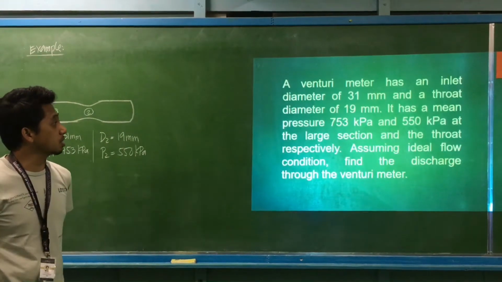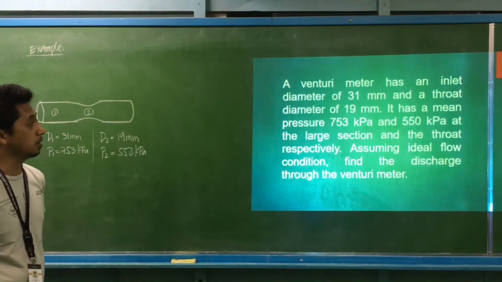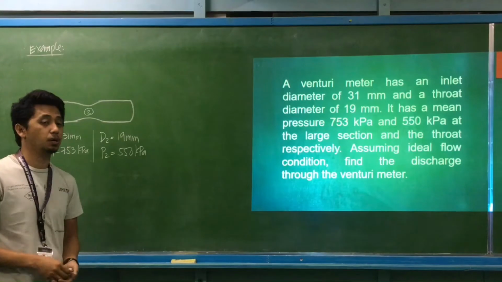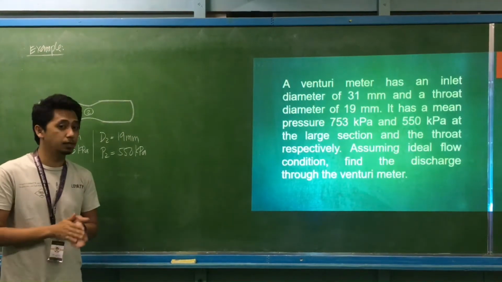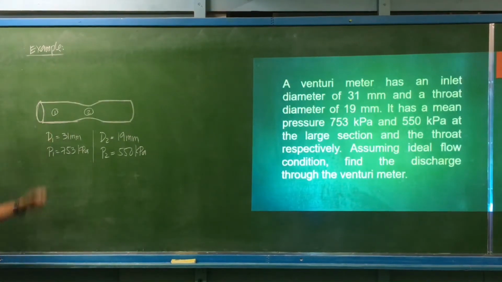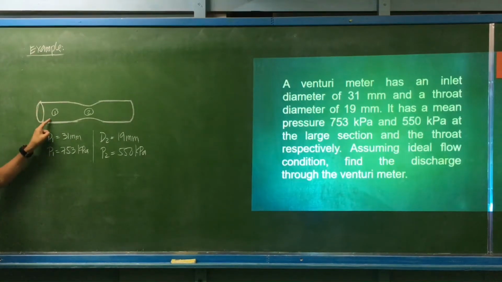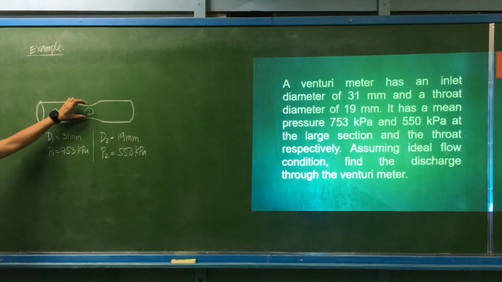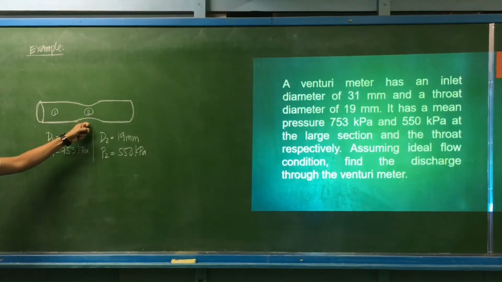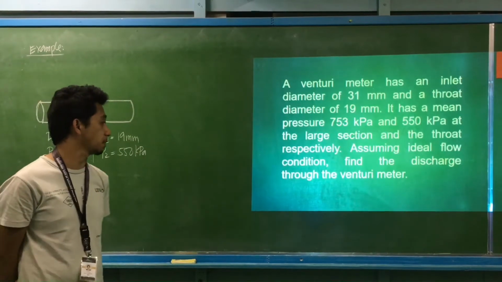So a Venturi meter has an inlet diameter of 31 millimeters and a throat diameter of 19 mm. It has a mean pressure of 753 kilopascals and 550 kilopascals at the large section and throat respectively. So nilagay ko na lang yung normal section natin dito, that is section 1. Pressure is 753. Then yung throat o yung converging section, that is 19 mm. The pressure is 550 kilopascals.